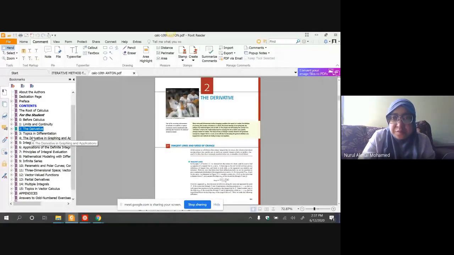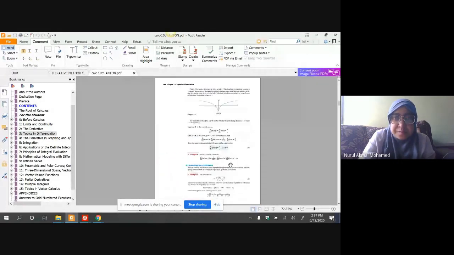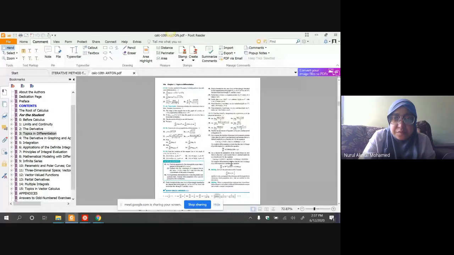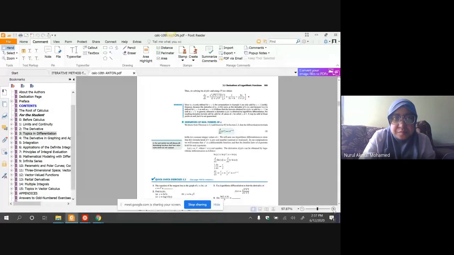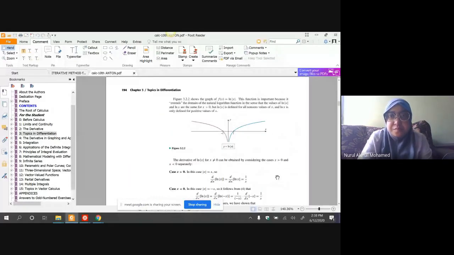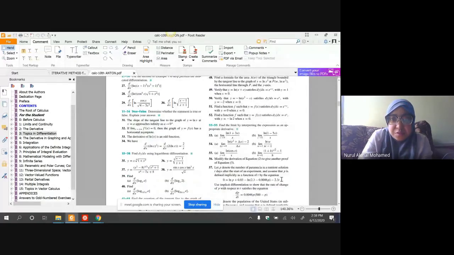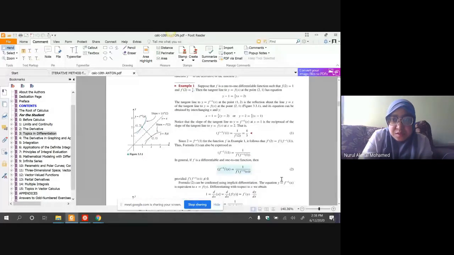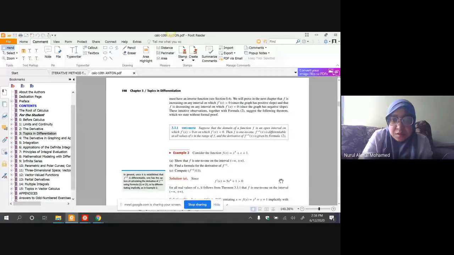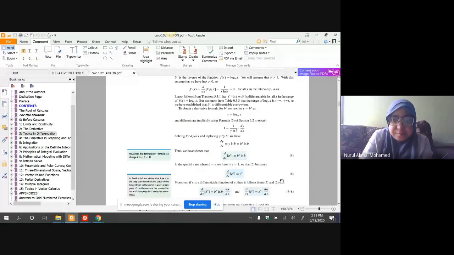The derivative, fixing, implicit. Okay. Then we have, so before we discuss on general, and after that we discuss on exponent and inverse.